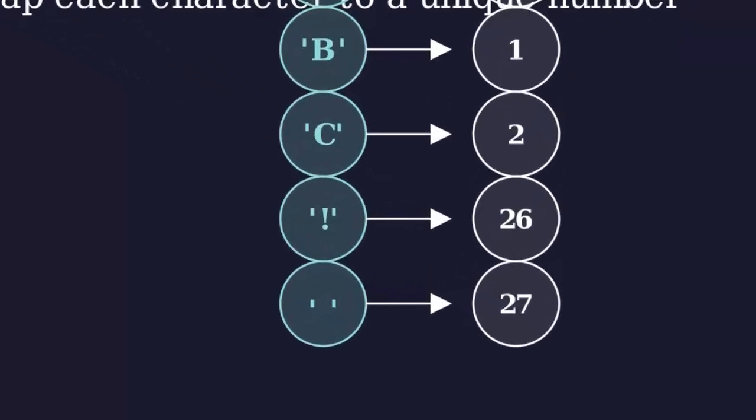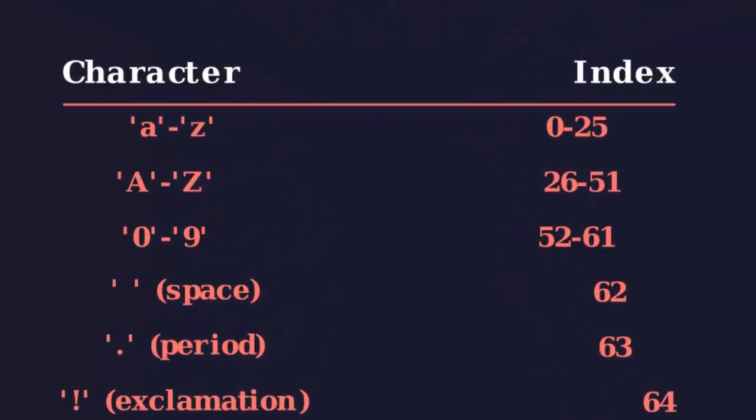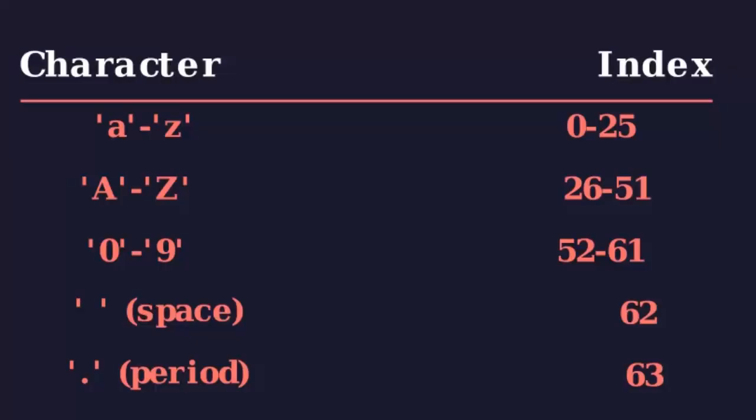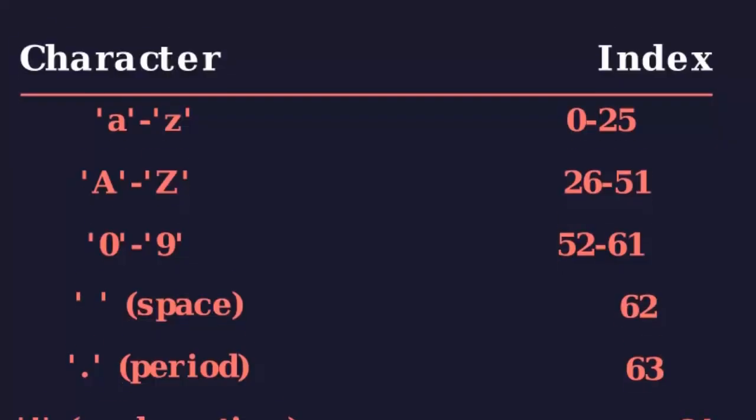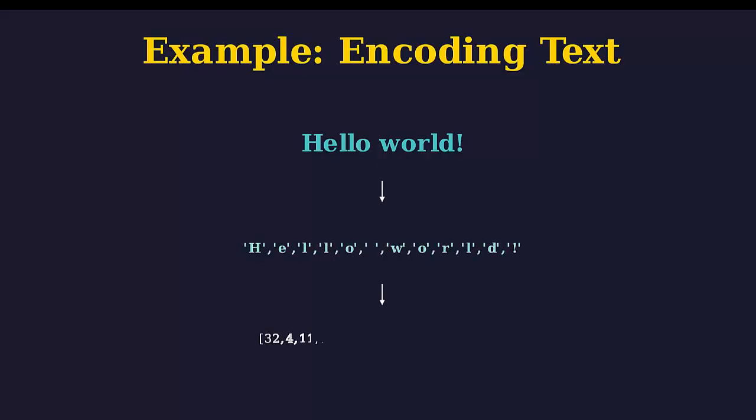Character-based encoding works by establishing a symbol table that maps each character to a unique numerical index. The lowercase letters A through Z are assigned indices 0 through 25, uppercase letters A through Z receive indices 26 through 51, digits 0 through 9 map to indices 52 through 61, and common punctuation marks like spaces, periods, exclamation marks, question marks, and commas follow sequentially. When we apply this system to a phrase like, "Hello world," each character is individually converted to its corresponding index, resulting in the numerical sequence.